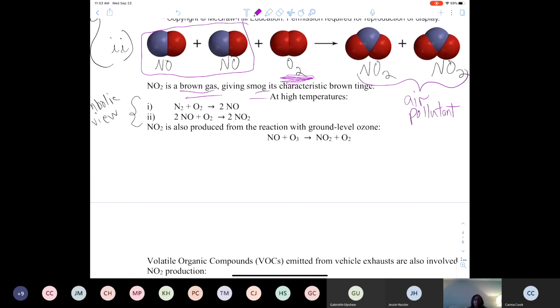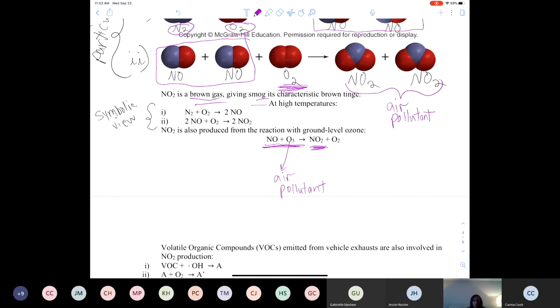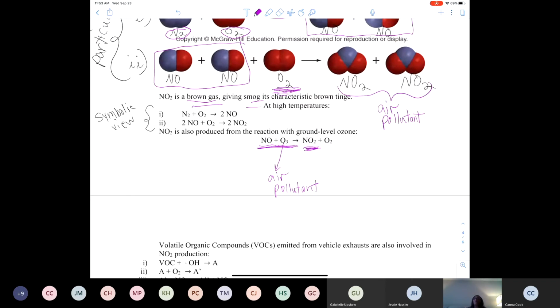And another way NO2 is produced is when nitrogen monoxide reacts with ground level ozone. And ozone is another air pollutant. So when NO reacts with ozone that's in the atmosphere, more nitrogen dioxide gets produced. And there's a small percentage of ozone that is emitted from automobile exhaust as well.